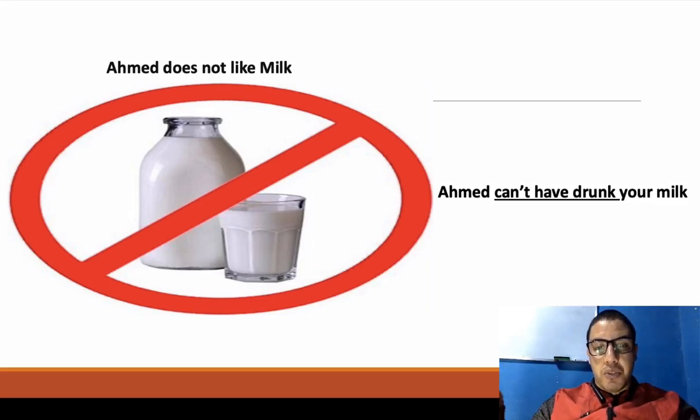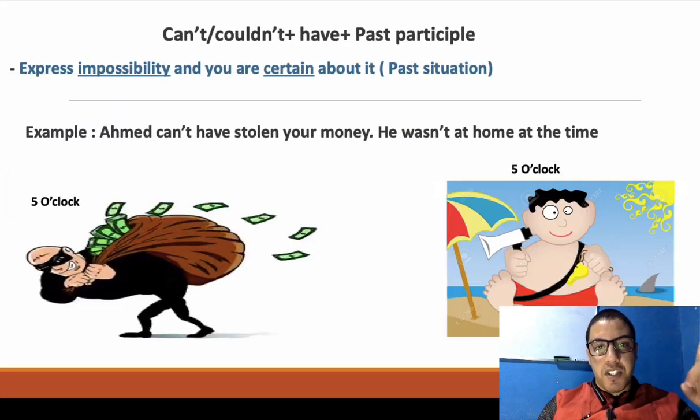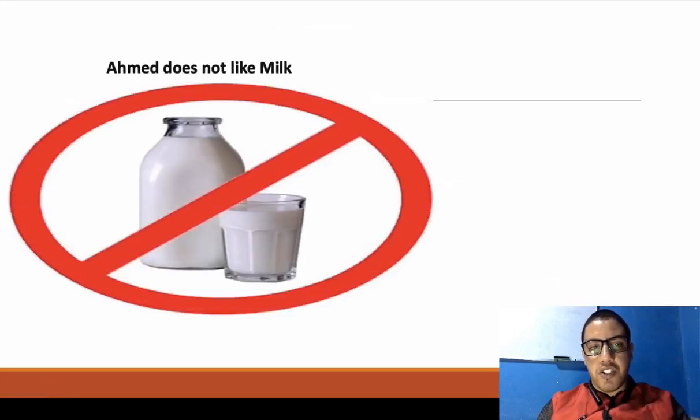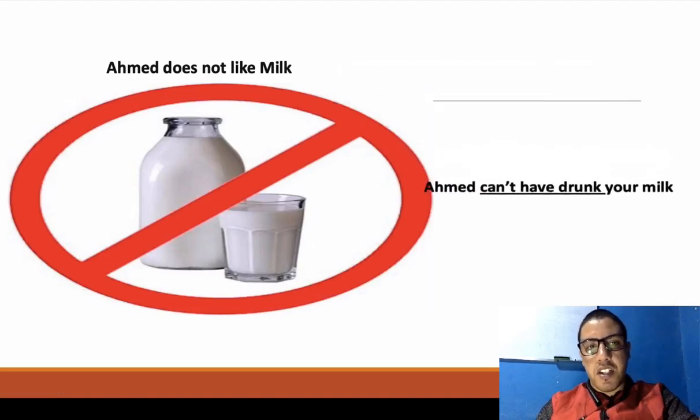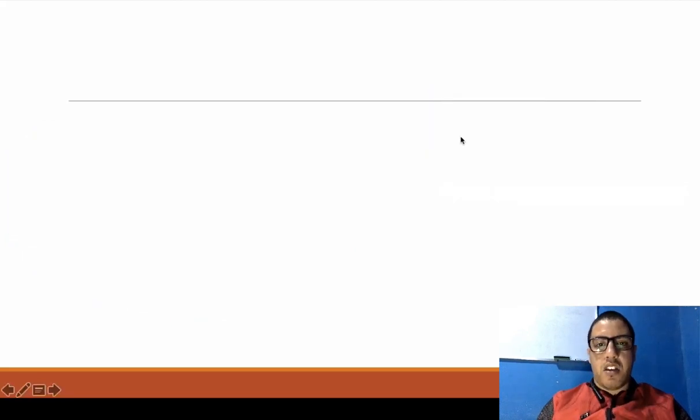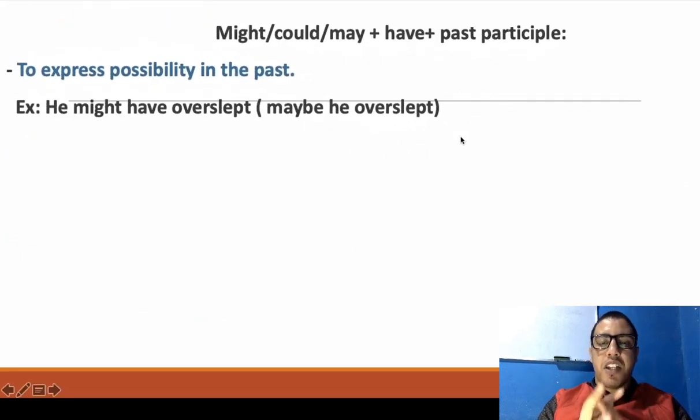Okay? And when we talk about impossibilities, we talk about what? Evidence. Please remember, when you say something is impossible, it's based on evidence. For example, what is the evidence or the proof here, yani dalil? Here, Ahmed at 5 o'clock was at the beach. What is the evidence in this example? The evidence is that Ahmed doesn't like milk. Got it? Okay, good. Now let's move to the next.